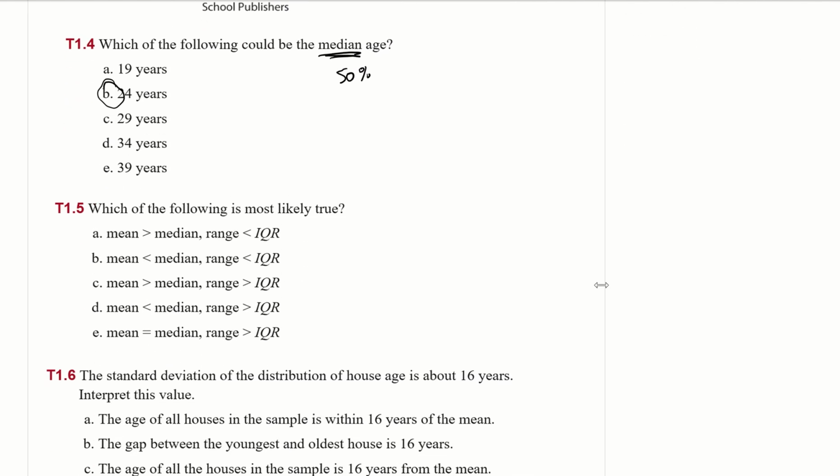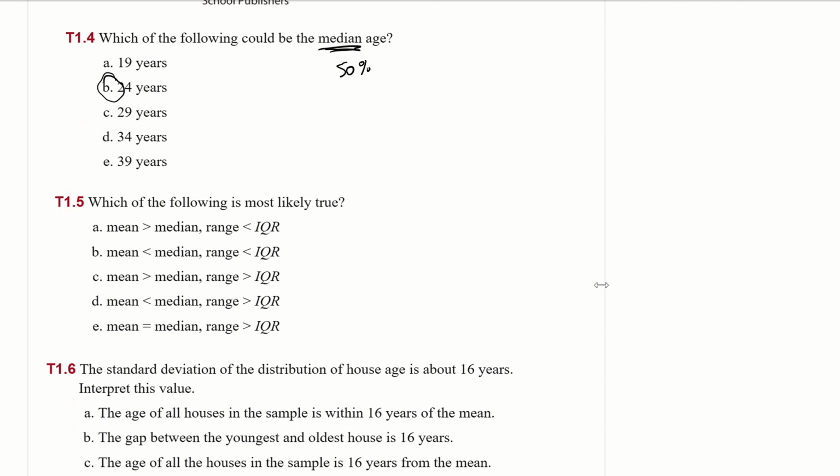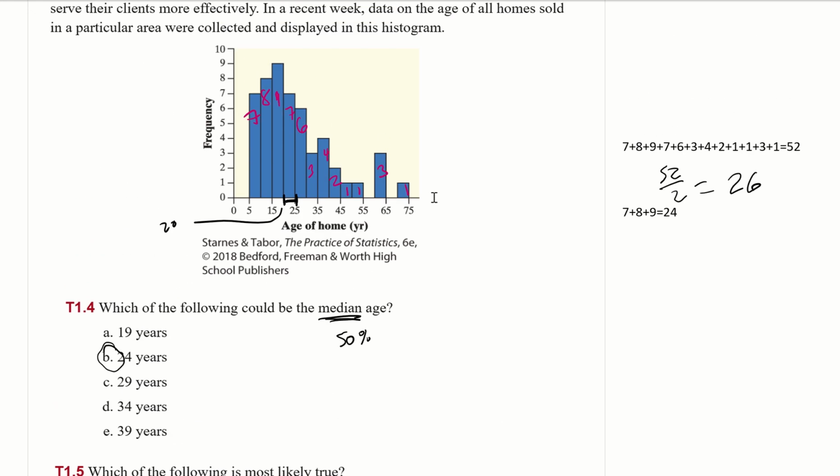All right. So now 1.5, which of the following is most likely true? So we're looking to see if the mean is greater than the median, and so on and so forth. If I look at the distribution, the distribution appears to be skewed right. So since it appears to be skewed right, we have established already that the median is here. That's the median, which means that the mean is going to be pulled to the right.